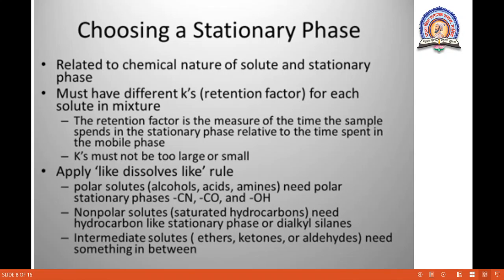Depending on the nature of the solute, we are going to choose the stationary phase. If the solute is polar, then we use a polar stationary phase. If our solute is non-polar, then we use a non-polar stationary phase like the dialkyl silane type. And if our solute is intermediate, somewhat polar and somewhat non-polar, then we use that type of stationary phase. Okay, is it clear?